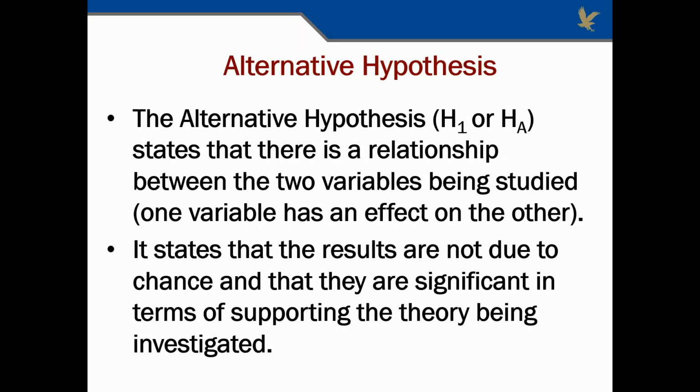The alternative hypothesis states that there is a relationship between the two variables being studied. In other words, one variable has an effect on the other. It states that the results are not due to chance and that they are significant in terms of supporting the theory being investigated.